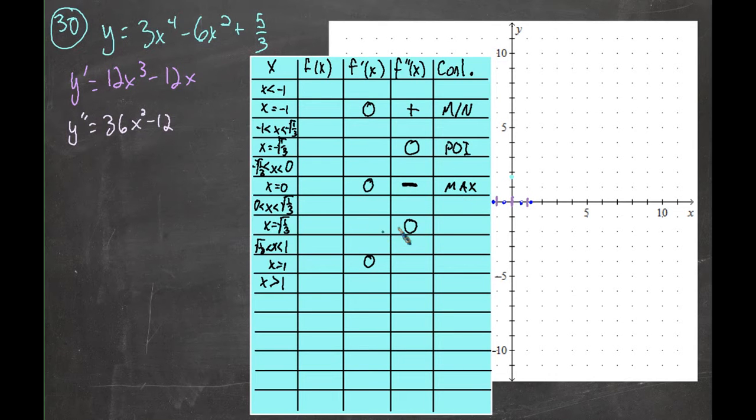Okay, and we'll just test this 1, but that's going to be the same as -1, so that's going to be concave up, so we're going to get also a minimum here, and we're going to have a point of inflection at this guy right here. Okay, so pretty cool stuff. So we have a minimum, we have a point of inflection, we have a maximum, point of inflection, and a minimum.